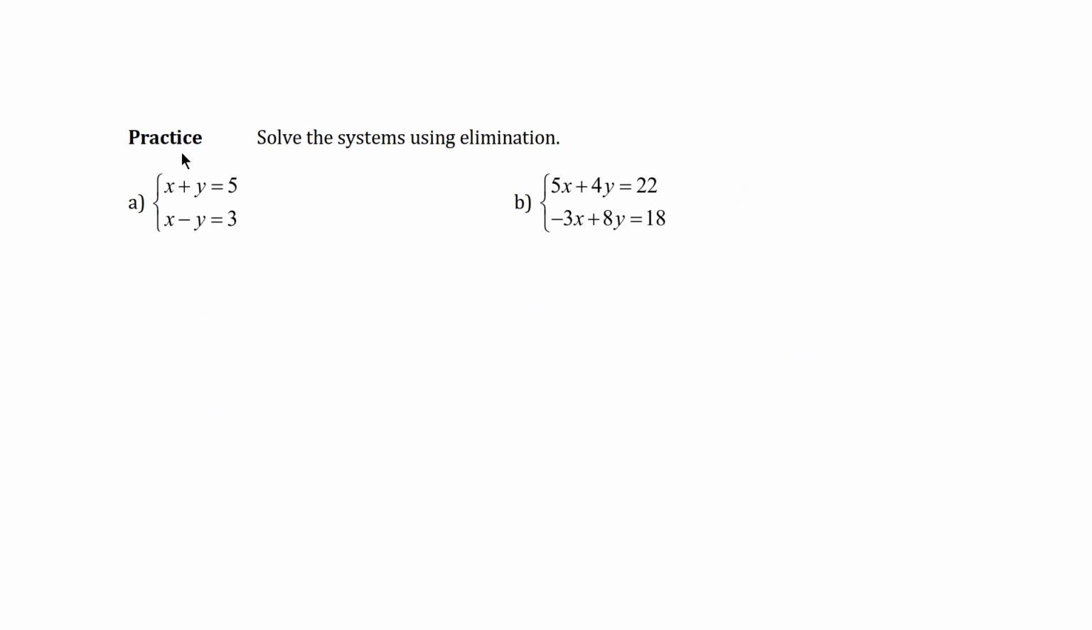Next, we have a practice problem for you to try. Solve the system using elimination. For part A, we have the system of equations x plus y equals 5 and x minus y equals 3. For part B, we have the system of equations 5x plus 4y equals 22 and negative 3x plus 8y equals 18. Alright, so go ahead and pause the video, take your time working out these problems, and then check back with the video to see the solutions.